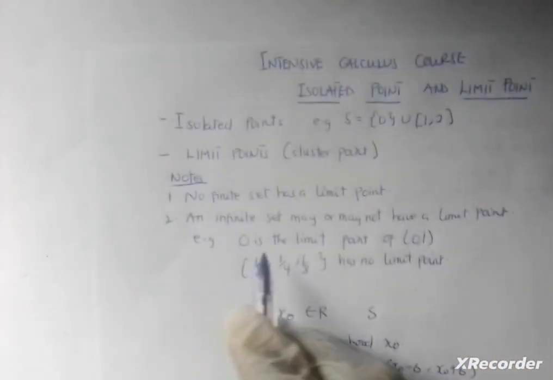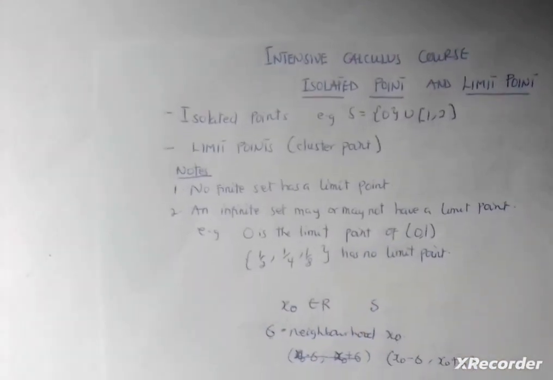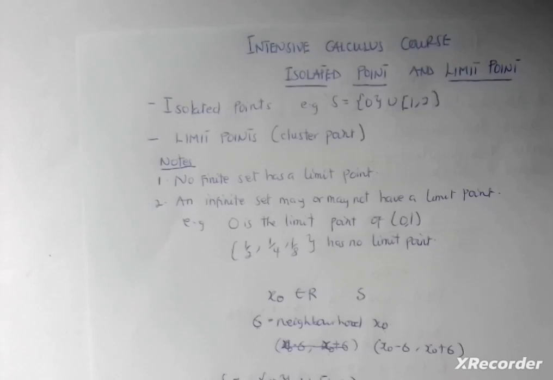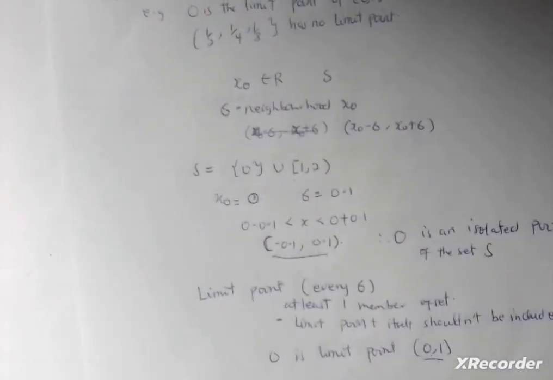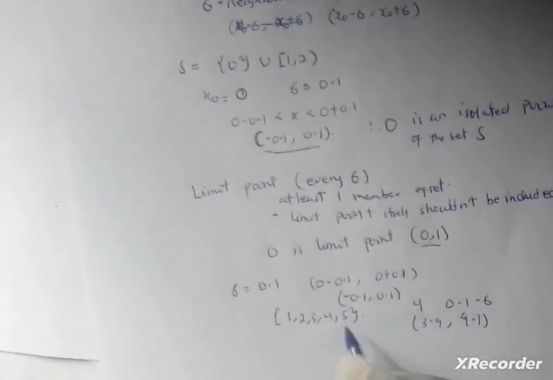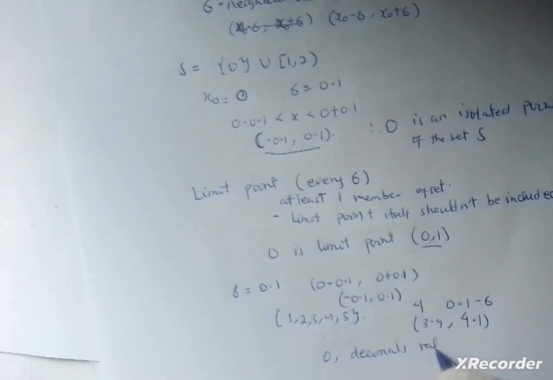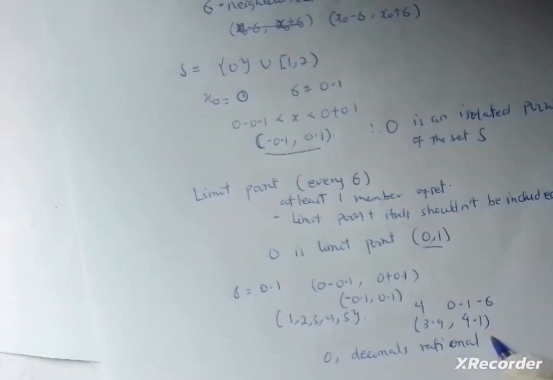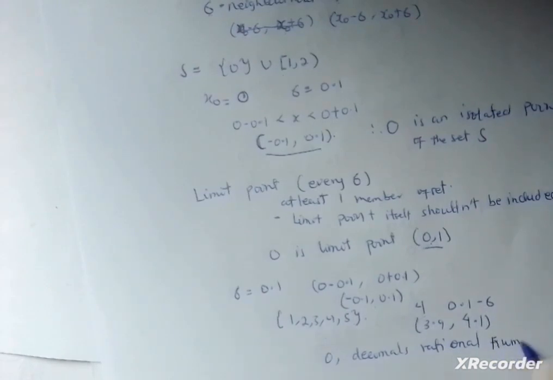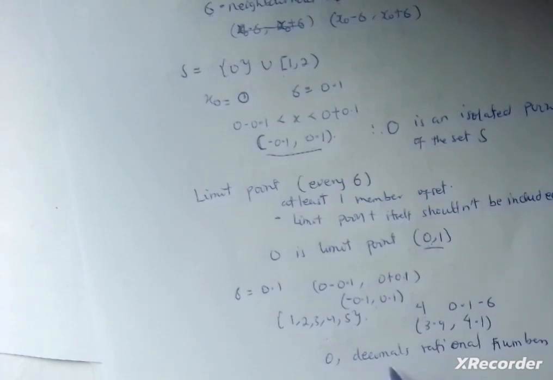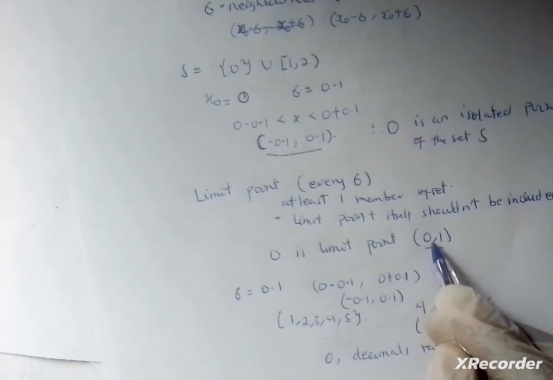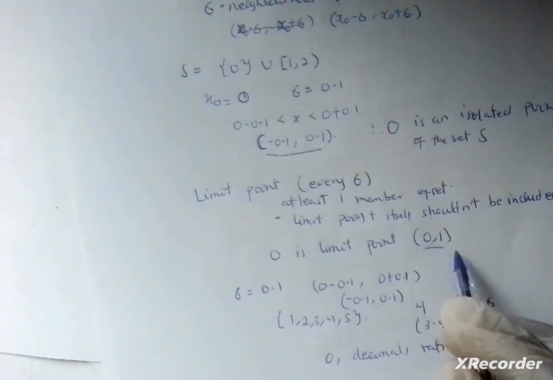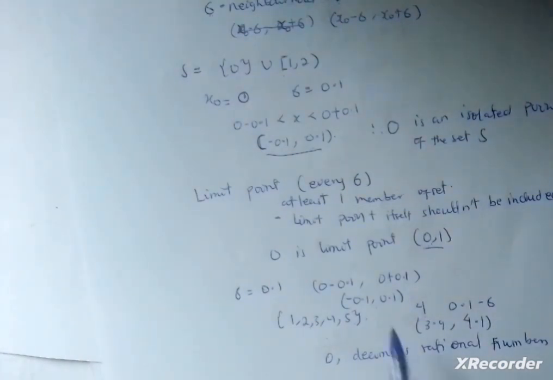Then secondly, an infinite set may or may not have a limit point. A typical example of an infinite set which doesn't have a limit point is the set of natural numbers. The natural numbers start from 1 to infinity, but the set doesn't have a limit point. This is because natural numbers do not include 0, and do not include decimals or rational numbers. And we know that between any two integers, there is a dense set of rational numbers. For example, this 0 and 1 here is an interval, and there are lots of rational numbers within it. You can have 0.001, 0.00001, and they are all not natural numbers. So the set of natural numbers does not have a limit point.